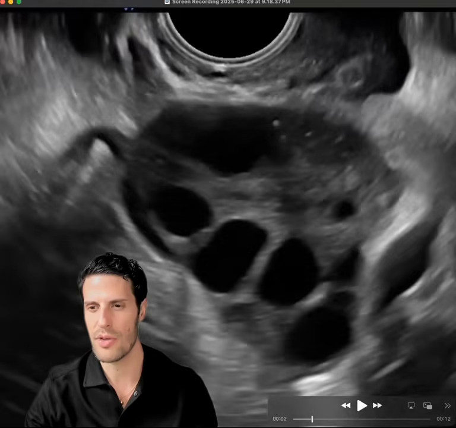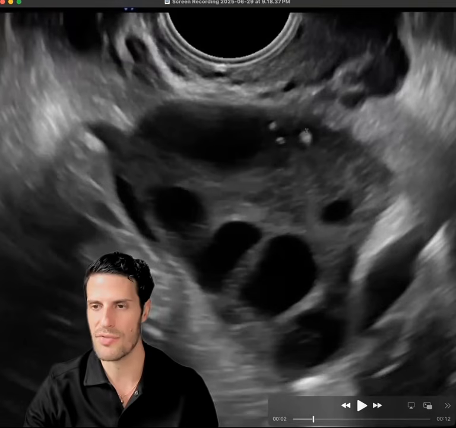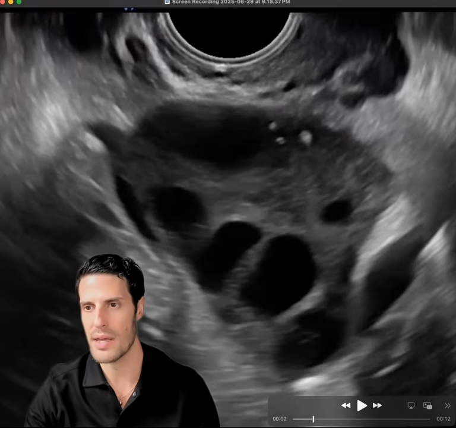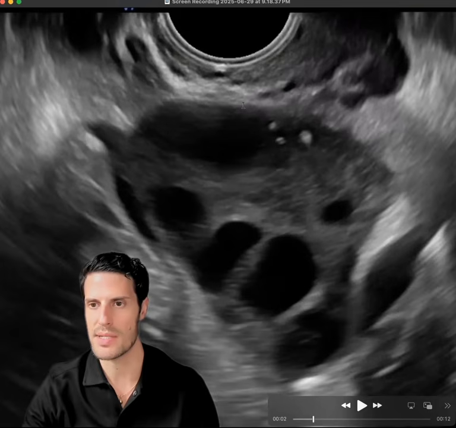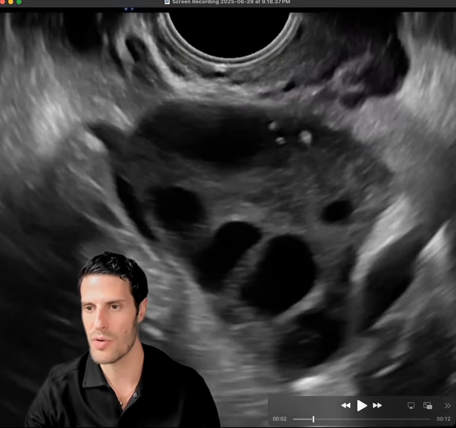Now, if we come a little bit further into the clip, we see that there are several hyperechoic foci at this interface as well. And associated to this is this area of irregularity. Now, I want you to look at this irregularity compared to this right here. This is smooth, this is clean, this is not. This is a vague area of irregularity associated with several hyperechoic foci.